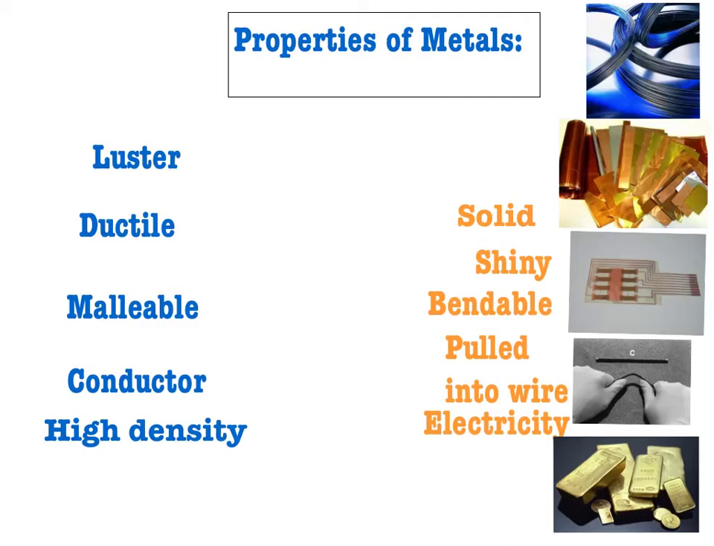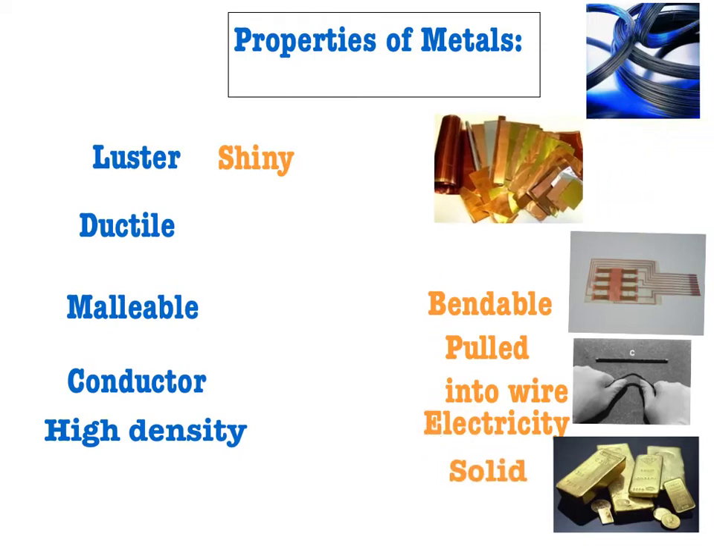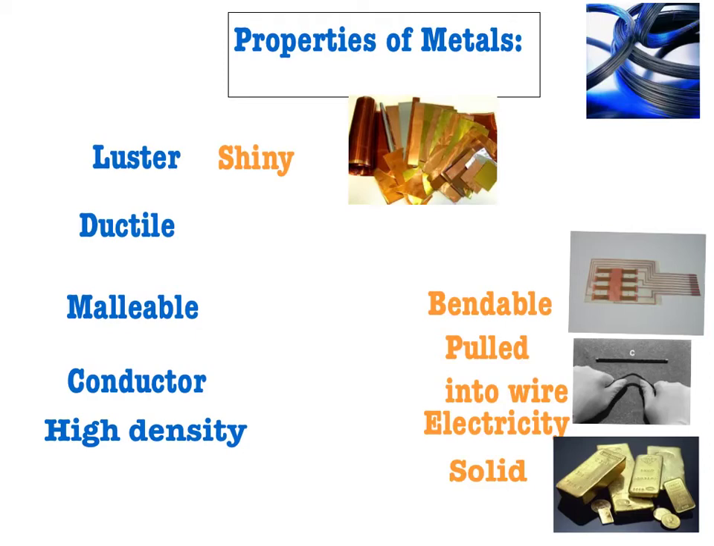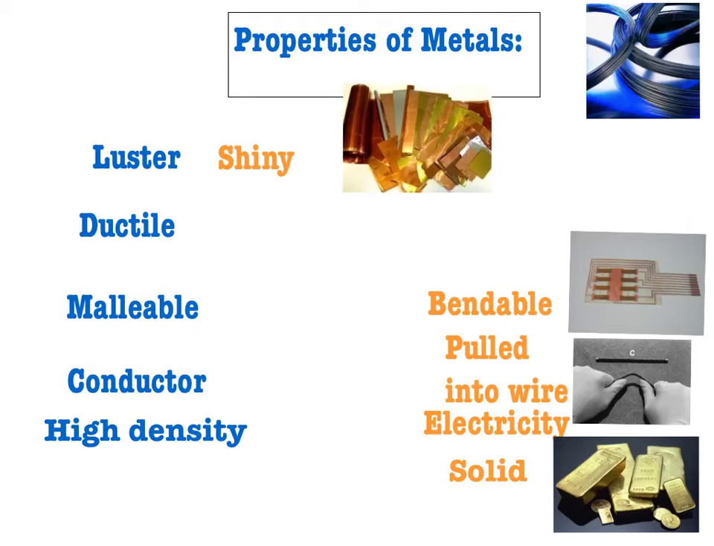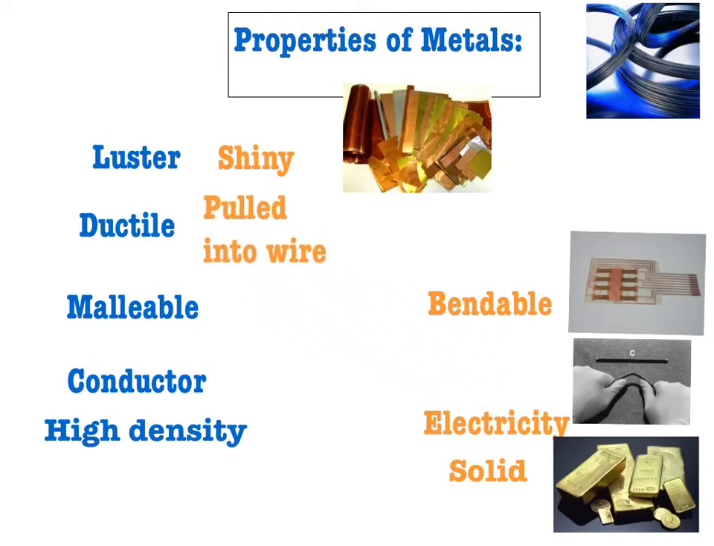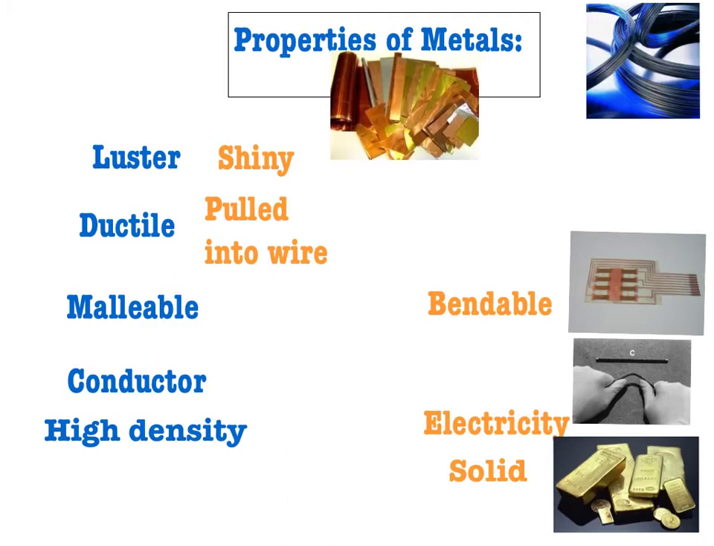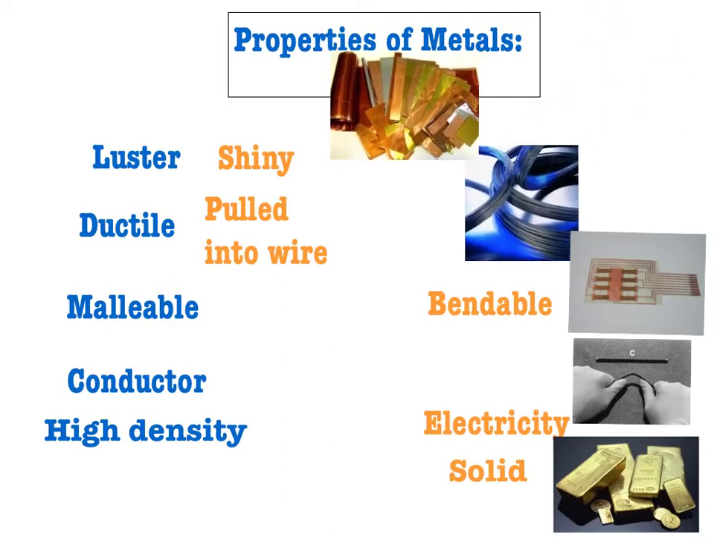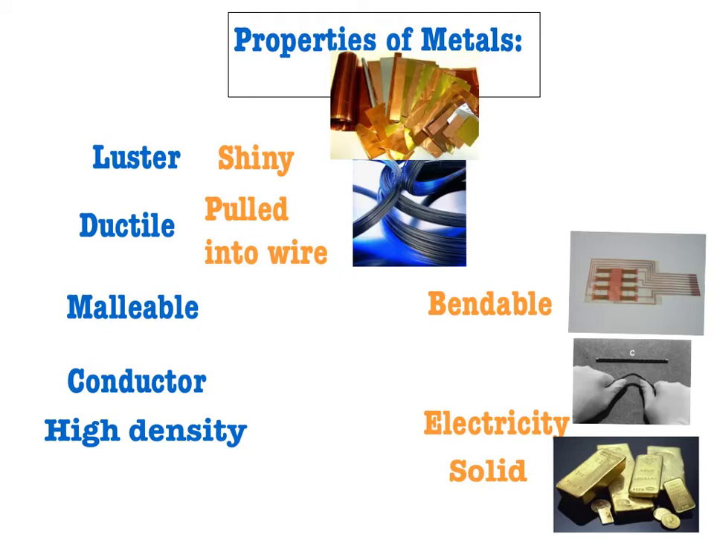Luster. Luster means that it is very shiny. An example of a shiny metal would be these. They would be a lustrous metal. The next word we have is ductile. Ductile means it is pulled into a wire. An example of a metal being pulled into a wire is this example. They are coils of metal, probably used in houses.